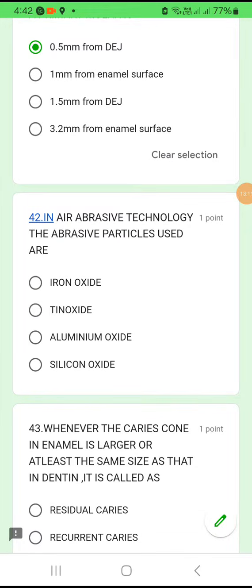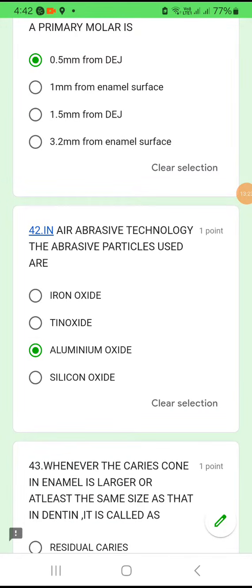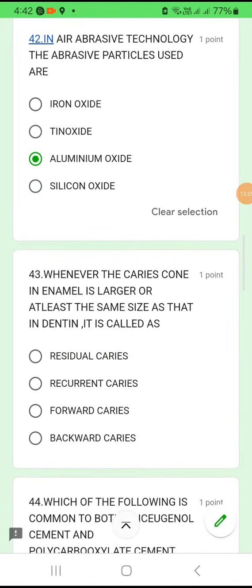Question number 42. In air abrasive technology, the abrasive particles used are iron oxide or tin oxide or aluminum oxide or silicon oxide. In abrasive technology, the abrasive particles used are aluminum oxide. Option C.